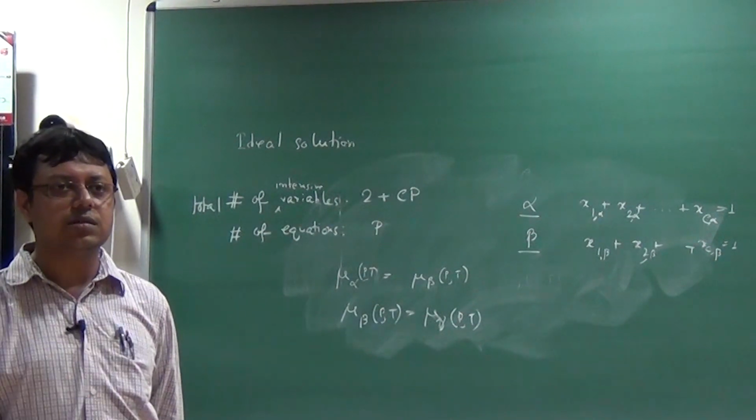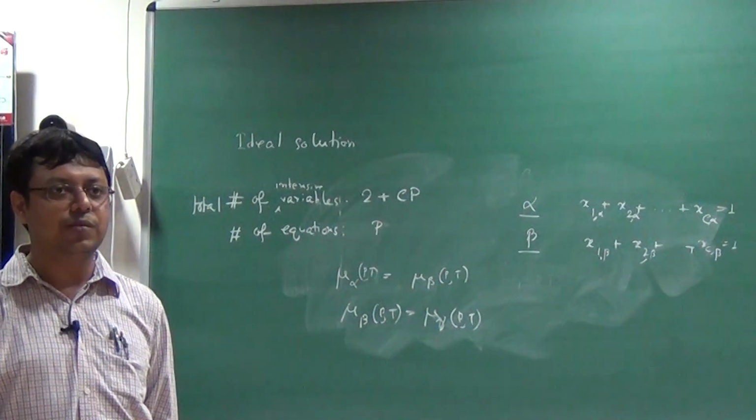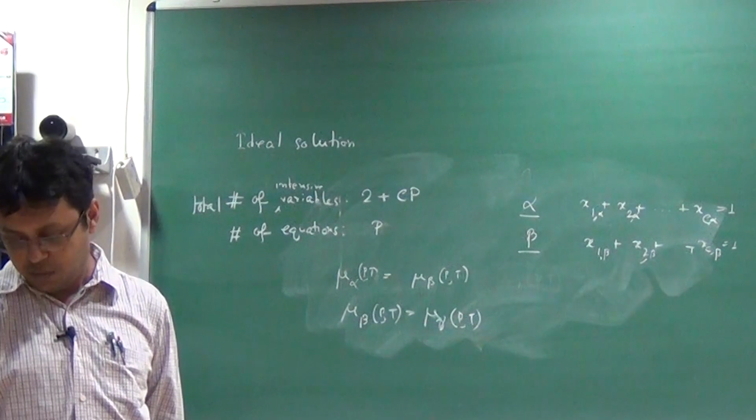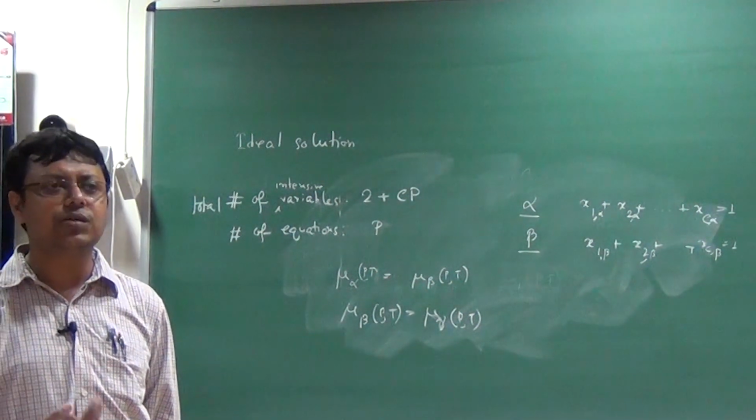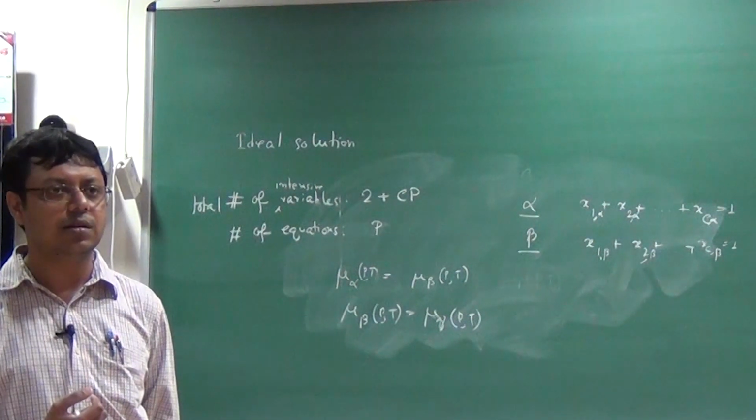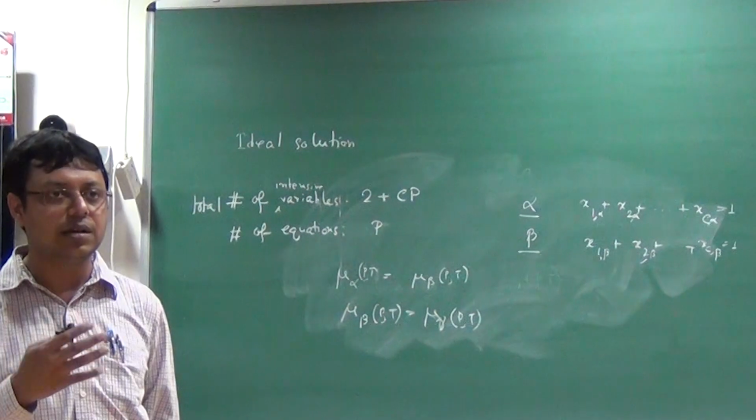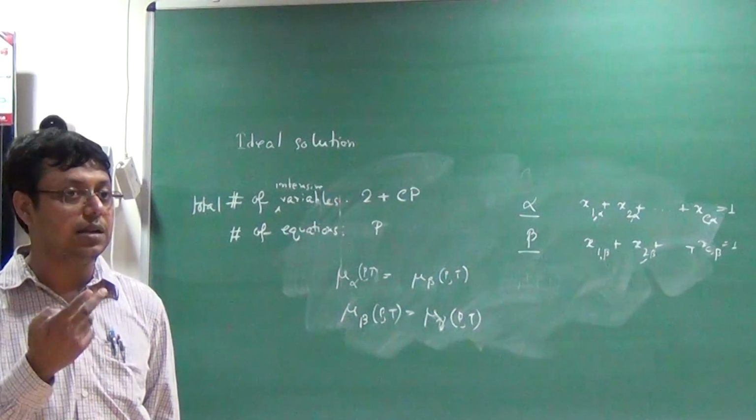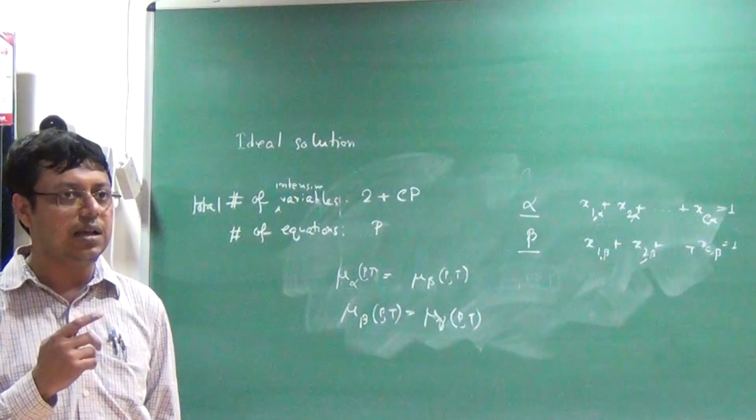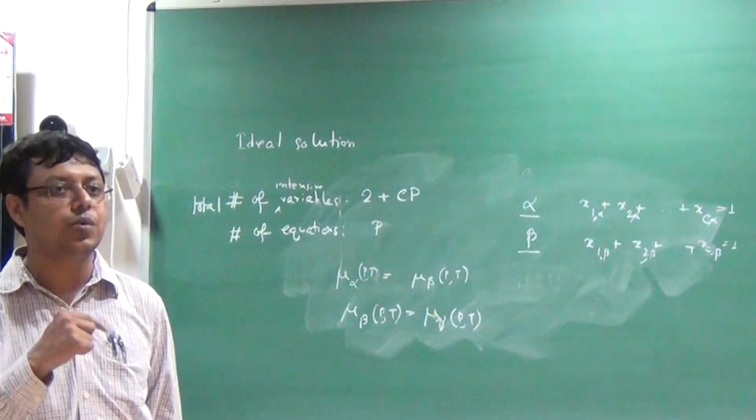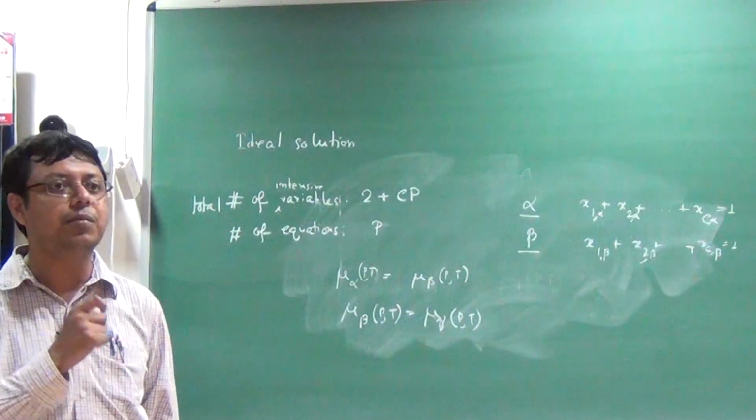Now how many equations am I getting? Think about it. If I have p phases, how many equations am I getting? In this case I have 2 equations, right? I have 3 phases, so I have p minus 1 equations, because I had alpha, beta and gamma.